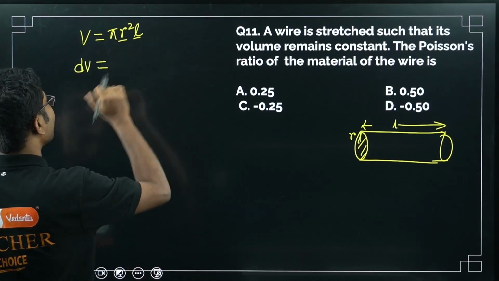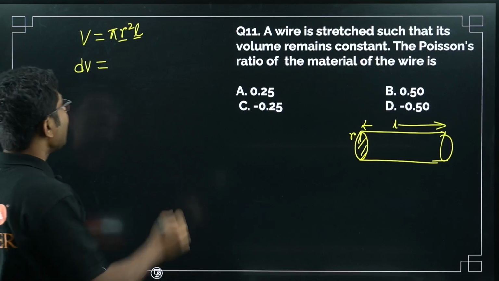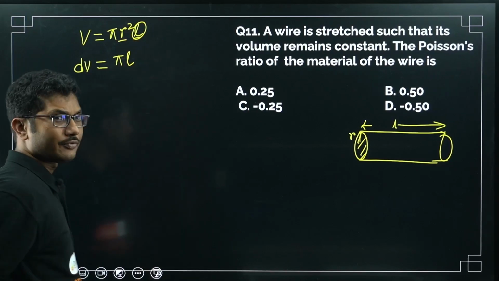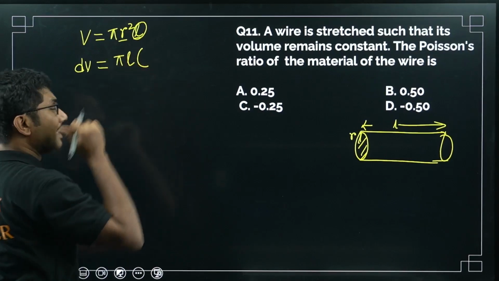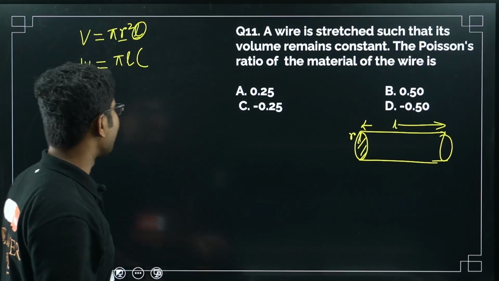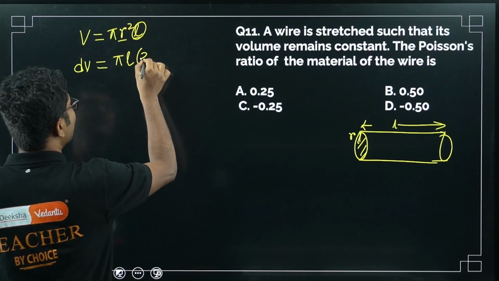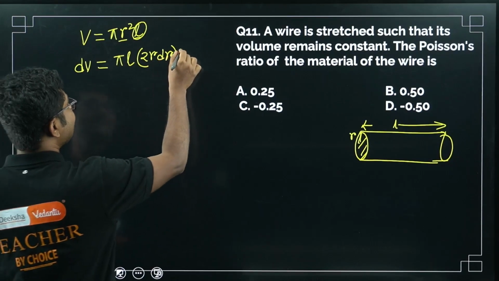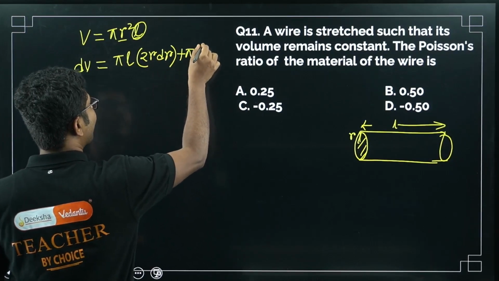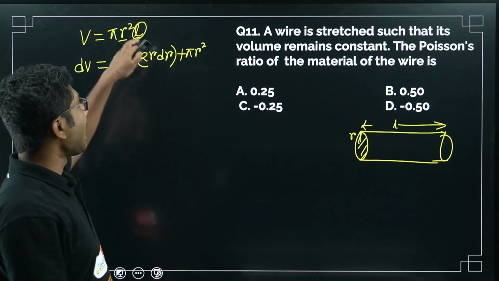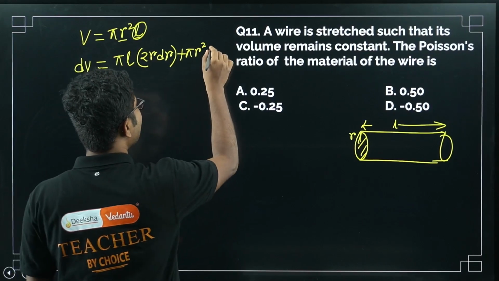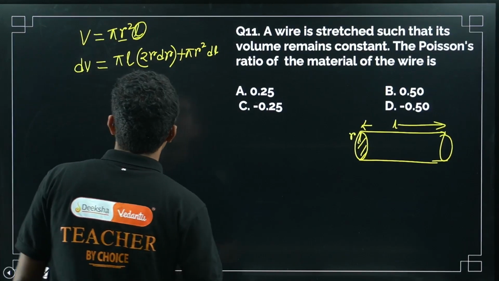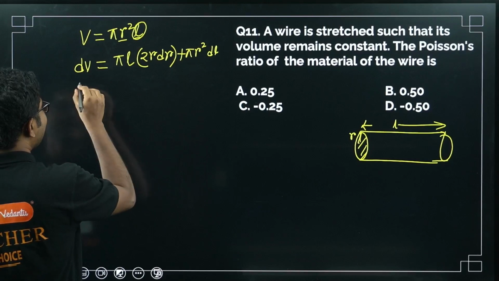So how to do that? First we will keep one of the variables constant. Let me keep L constant the first time. Pi is obviously a constant, L is constant, and let us differentiate r square. The derivative of r square is 2r dr. In the second case let me keep r square constant and differentiate L. The derivative of L is simply dl, only one L, so it will be dl.